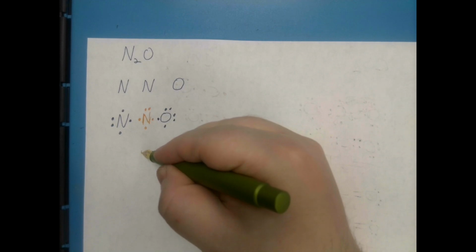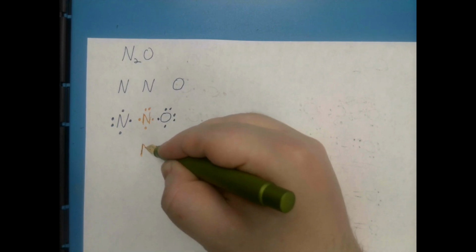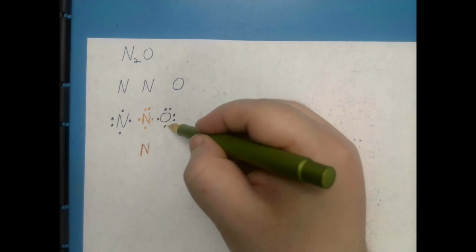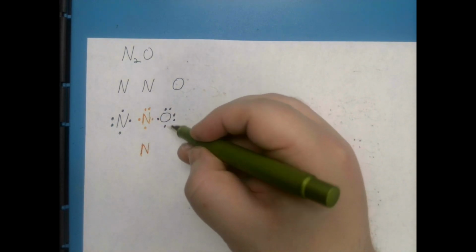Alright. So I'm going to do the most straightforward first. So let's begin with nitrogen and oxygen. So oxygen needs 2. Nitrogen needs 3.